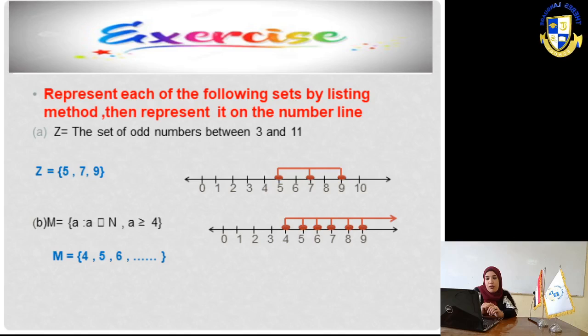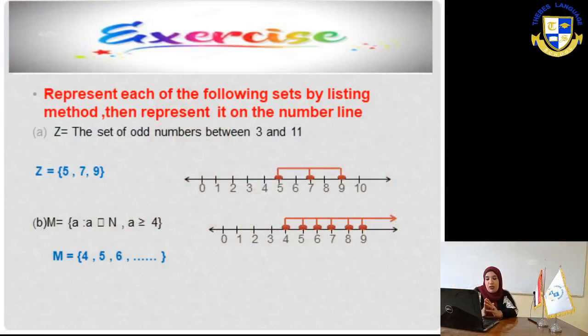I started from 4 because I have the sign greater than or equal, and this set is all the elements which belong to N, so it's an infinite set. So you will put the dot from 4, 5, 6, 7, and so on, and make an arrow moving to the right. It's an infinite set.